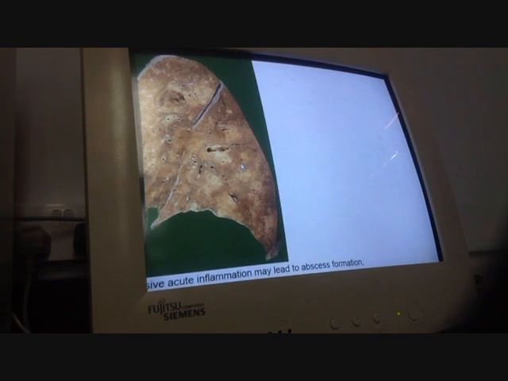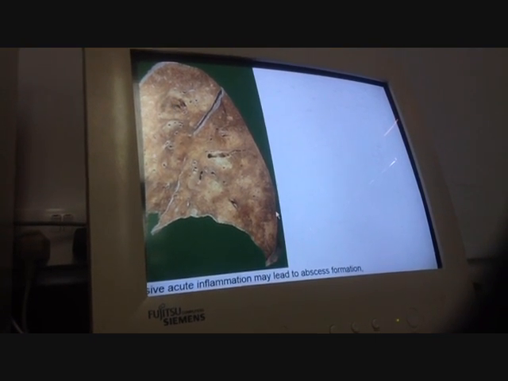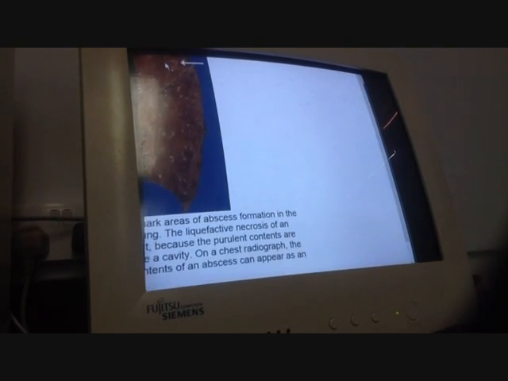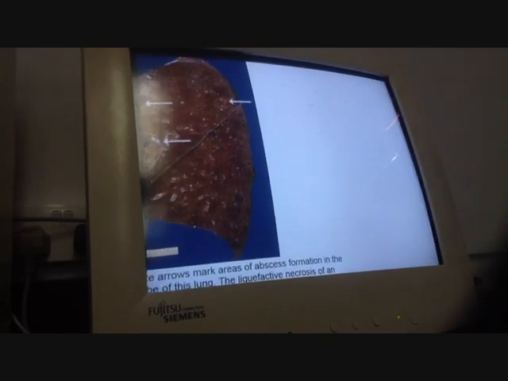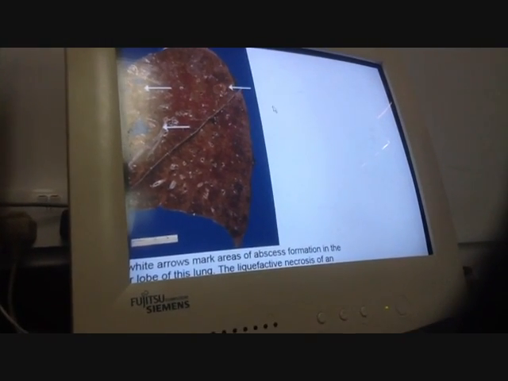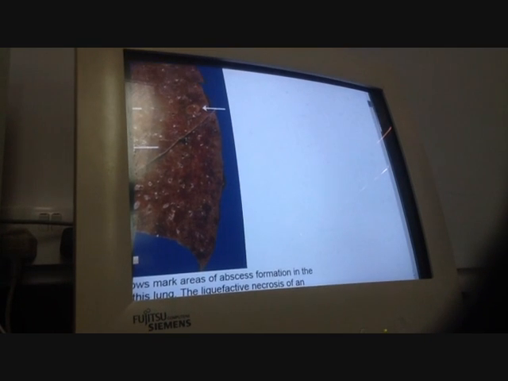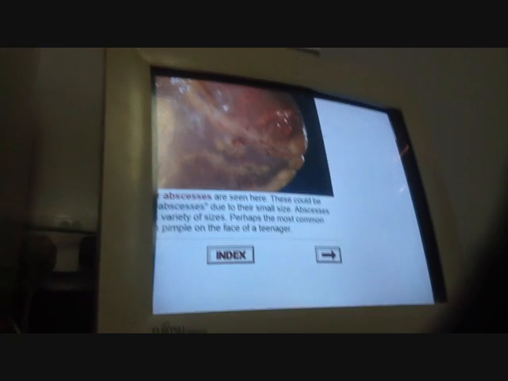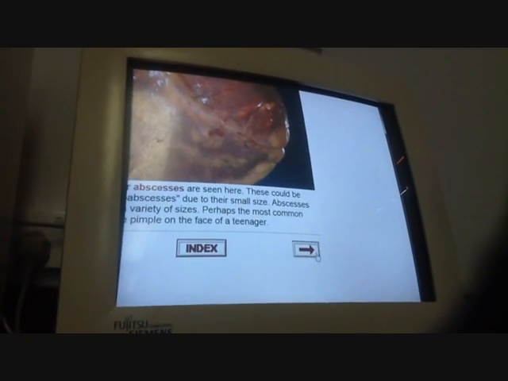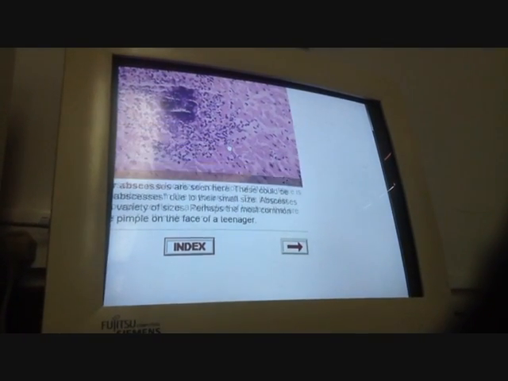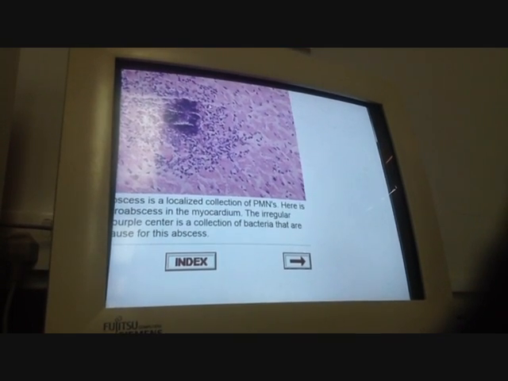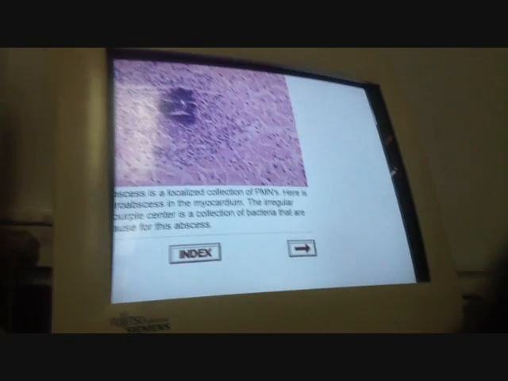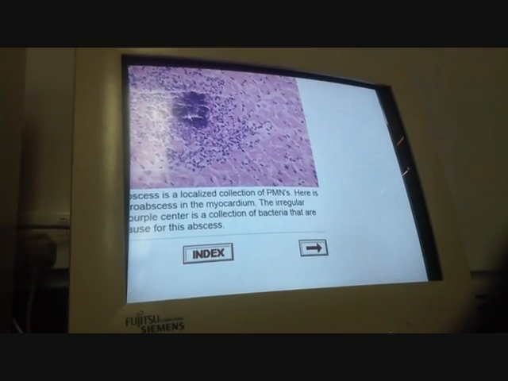A complication of acute inflammation is that it can form an abscess, which is a collection of inflammatory cells within the tissue, here the brain tissue. Here is another example, this one and this one are examples of abscess formation. Here smaller abscesses can be identified. Under the microscope, you will see a localized collection of neutrophils surrounding this purple area, which indicates the presence of bacteria.